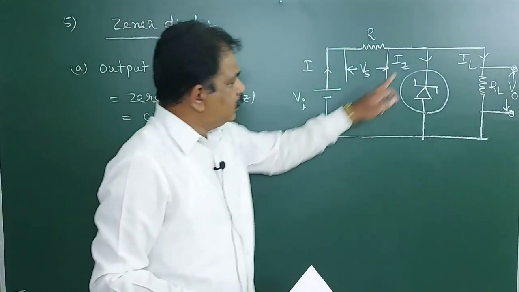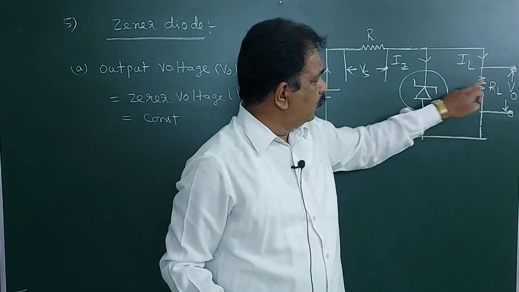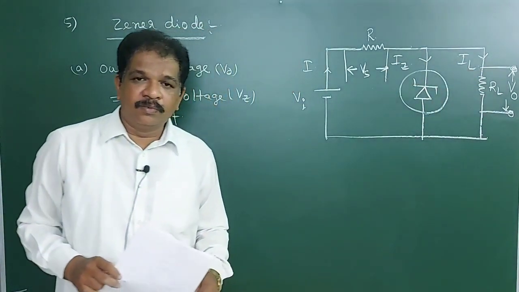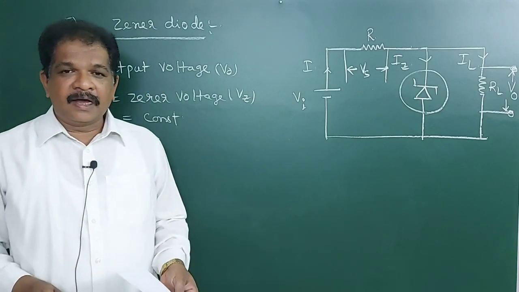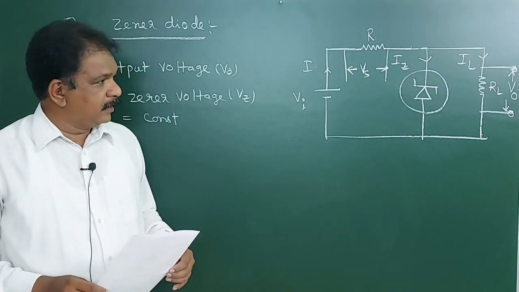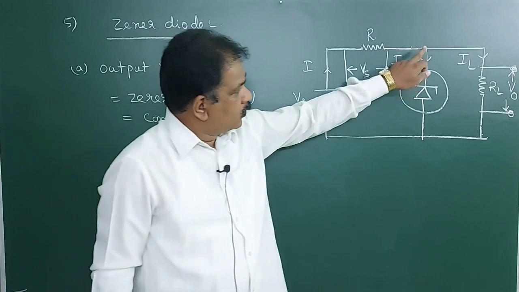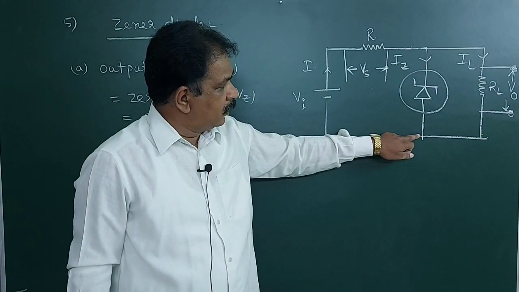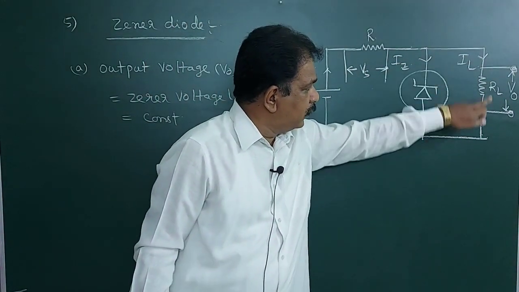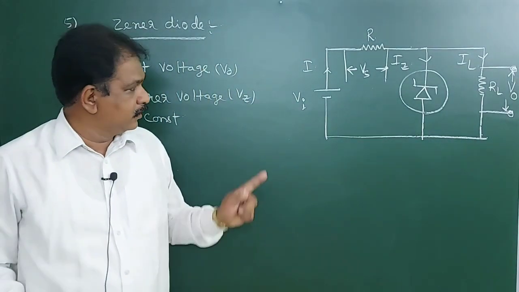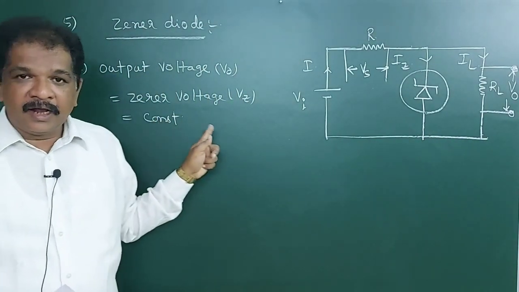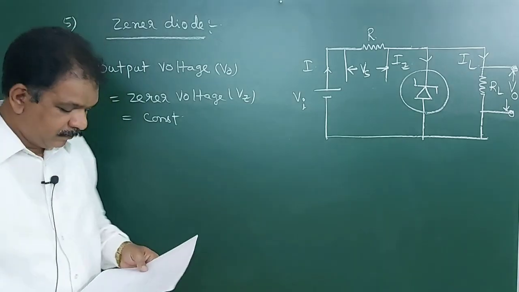See, these two are in parallel. Load resistance and Zener diode both are in parallel. In parallel, the potential difference will remain constant. So the voltage across the Zener diode will be equal to the voltage across the load resistance. So that value will always remain constant.